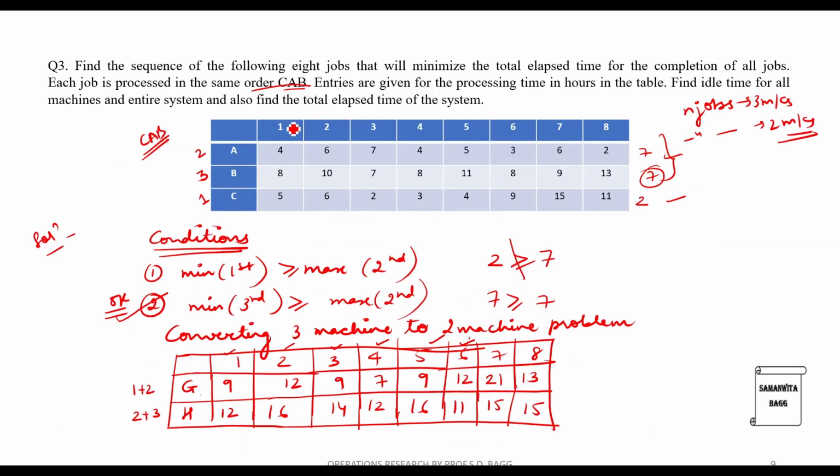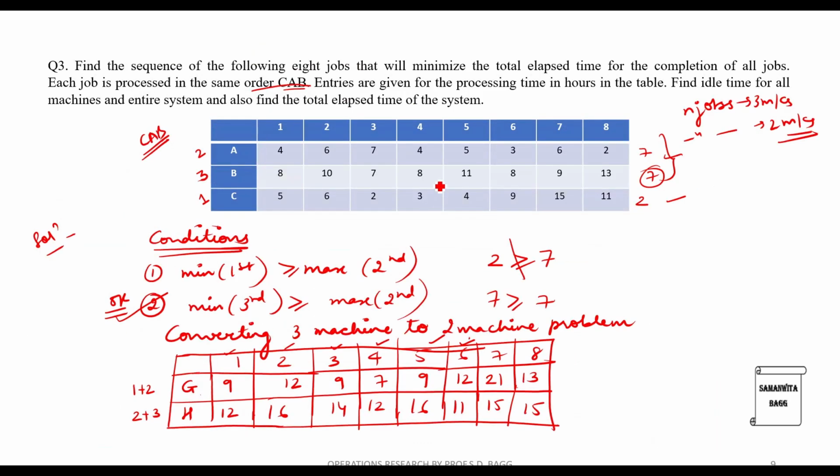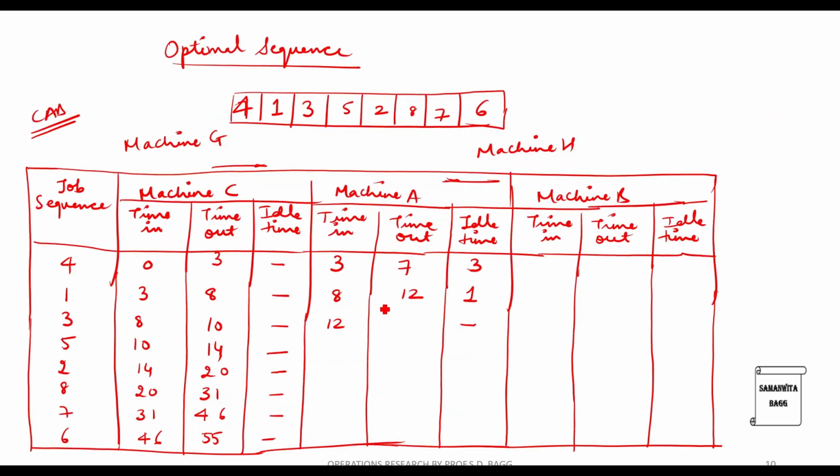1 in A is 4. So when you add 4, this becomes 12. This is ending at 12. This is ending at 10. So this will start at 12. No idle time. Now the third job in A is 7. So this becomes 19. This is 14. It will start at 19.